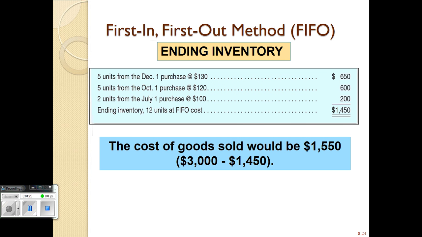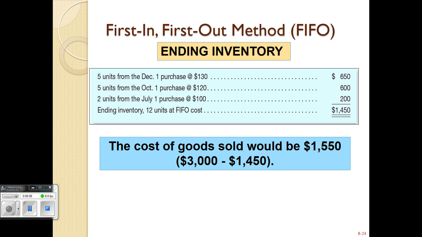In FIFO, the first ones in are the first ones out. So what they've done here is they've said we have 12 units left. Since we have 12 units left, they started with the most recent ones, and of the 12 units that were left, 5 of them were obtained on December 1st at 130. I've now accounted for 5. I need to account for 12, so I have 7 more to account for.